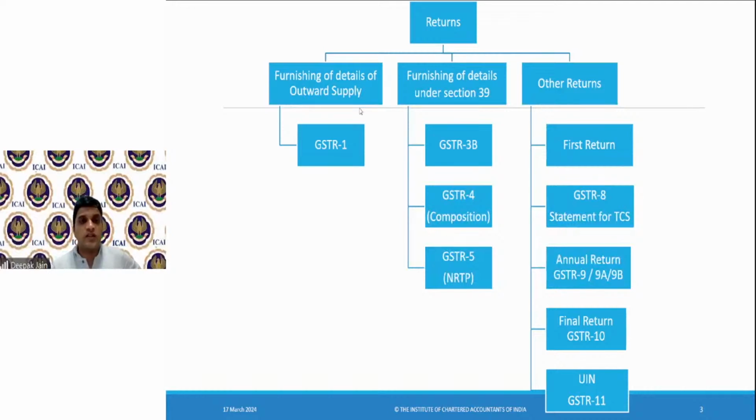You will furnish a return. The various returns: you will furnish details of outward supply in GSTR-1. So whatever sales I make, I will have to report in my GSTR-1. Whatever outward sales I make, I will report in a statement called GSTR-1. But whatever reverse charge I pay is not reportable in GSTR-1, because that is not my outward supply.